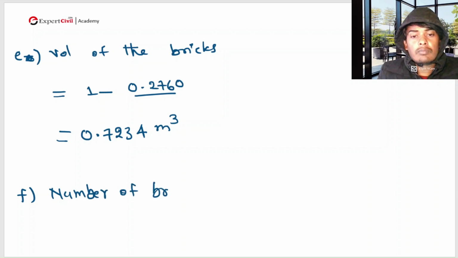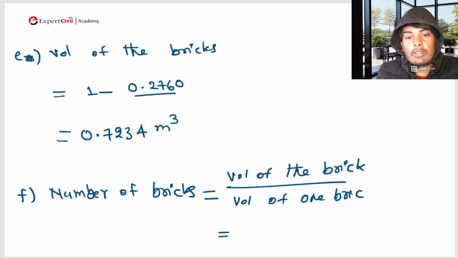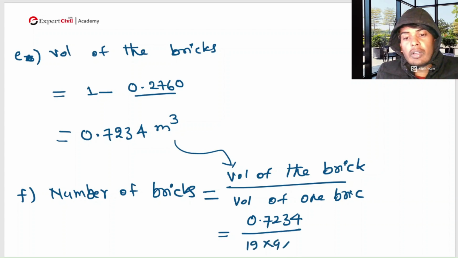And in part F we will find number of bricks. So this becomes volume of the brick divided by volume of one brick. So this is 0.7234 meter cube divided by 19 into 9 into 9. This is in centimeter and this is in meter cube, so we will convert it into centimeter cube. So here the number comes up to 470 bricks.